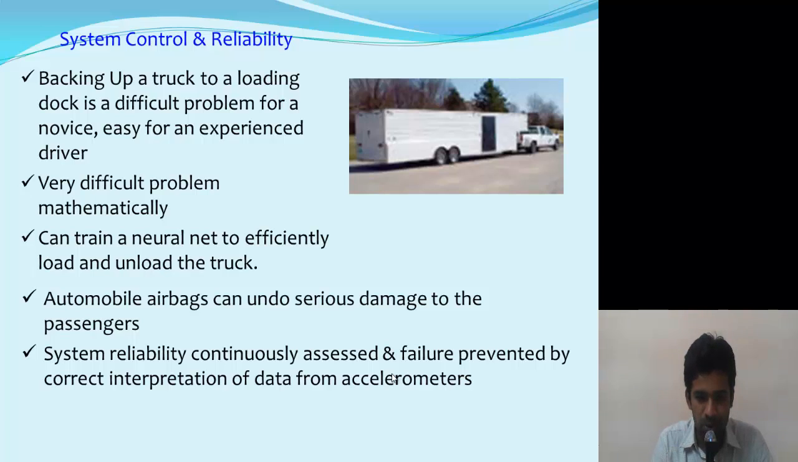Automobile airbags can undo serious damage to the passengers using the car. System reliability is continuously assessed and failure prevented by correct interpretation of data from accelerometers.